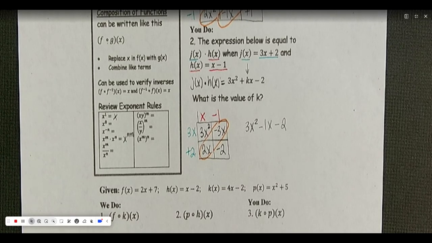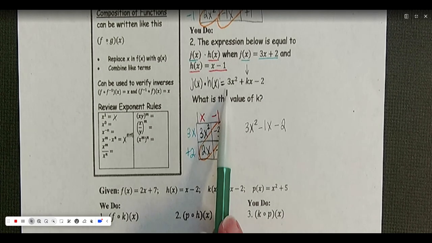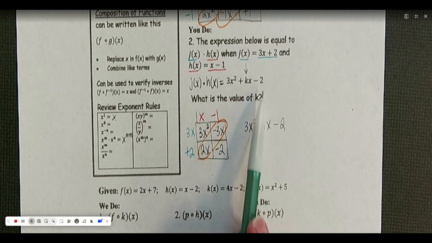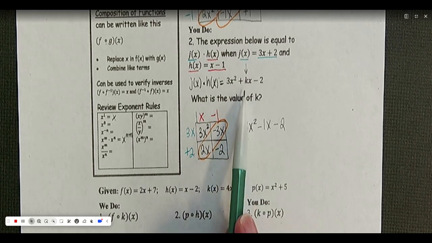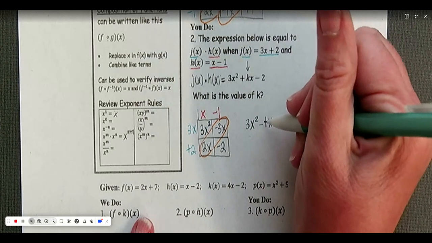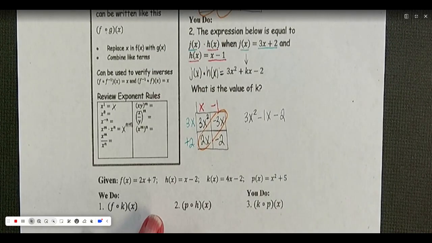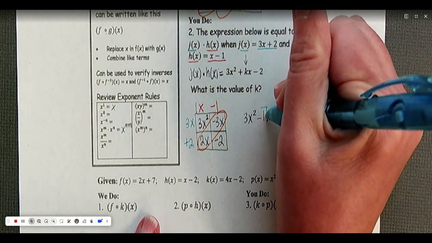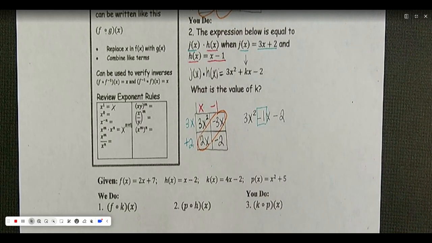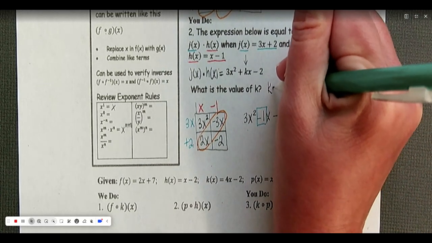So when I look back at my question, what is k? I can tell, okay, I've got 3x squared here. These match. That's right. I've got negative 2. That's right. So they're asking me, because it has the k next to the x, just for the number in front of the x. So they're asking me for -1. So k would be equal to -1.